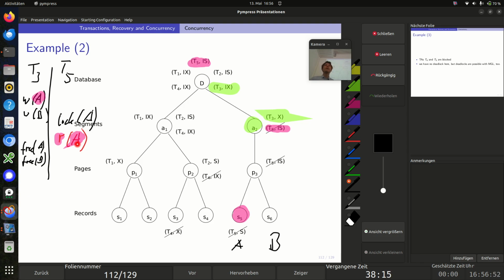And the idea is, okay, to allow a finer granularity, we first lock the whole segment, then the pages, and then we go on to record level. That's the idea of multi-granularity locking.